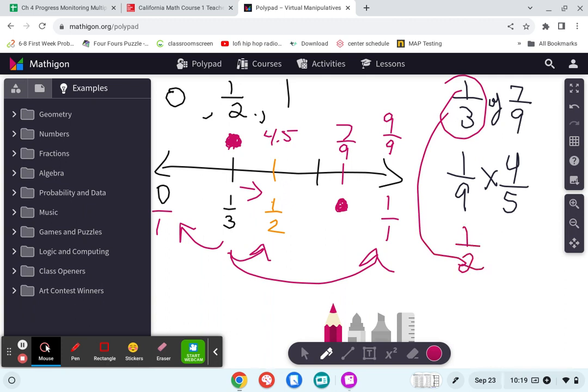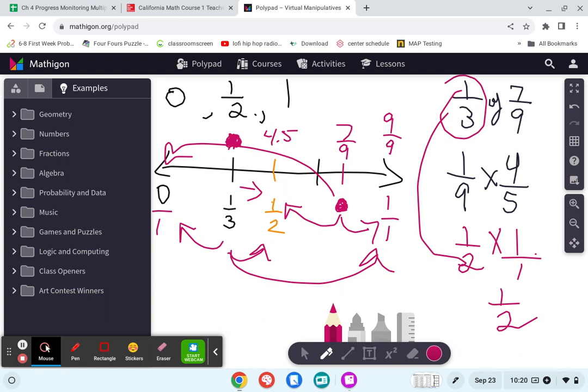And then 7/9. Is 7/9 closer to 1/2? We know it's not closer to 0, or is it closer to 1? I can hear you saying, Doc, that's closer to 1. So 1/3 of 7/9 quickly becomes 1/2 times 1 whole, right? And that will be our estimate. And so my answer will be 1 times 1 is 1, 2 times 1 is 2. That's 1/2. That's my estimate.